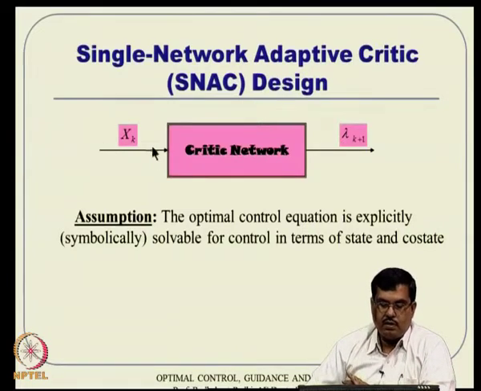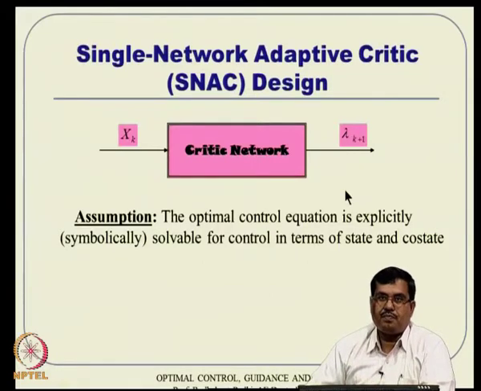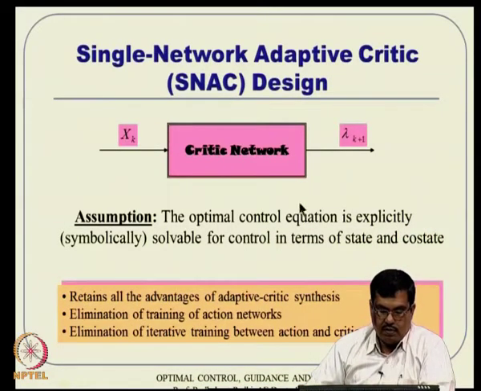Now, once that is there, then what it tells us is, okay, if I just use one single network which will give me lambda k plus 1 as a function of x k, then if I know x k, I know lambda k plus 1, and I know the optimal control solution as an explicit solution symbolically available as a function of these two variables, and hence I am done actually. Okay. So, this is what it is, and so the advantages are like this.